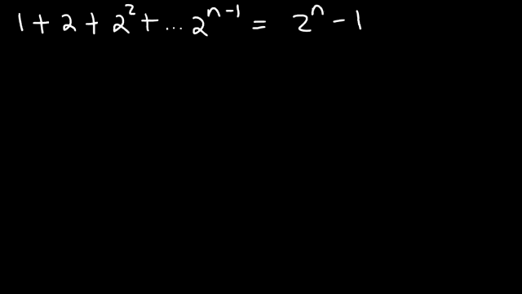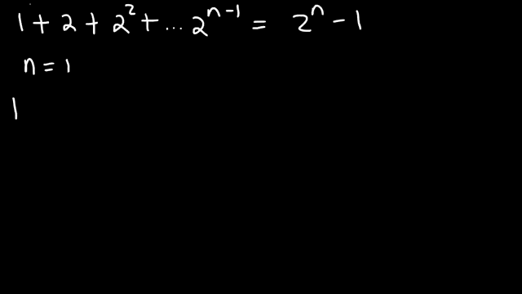Let's say we have 1 plus 2 plus 2 squared, and then 2 to the n minus 1, is equal to 2 raised to the n minus 1. Let's test it out with a few numbers. So let's see if it's true when n is 1.